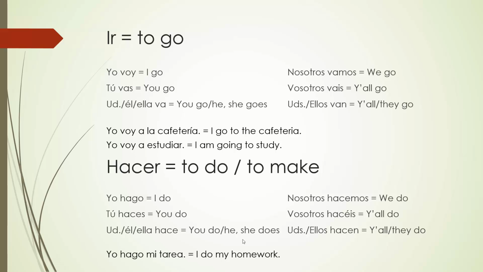Now, there's two ways that we can use this. Obviously, you could use it to say, I'm going to some location. So, yo voy a la cafetería. Ir is always going to be followed by a, which means to, as in motion towards something. So, voy a means I go to. Where am I going? La cafetería, the cafeteria. Yo voy a la cafetería, I go to the cafeteria. So if I wanted to say, I go to the bookstore, yo voy a la librería.